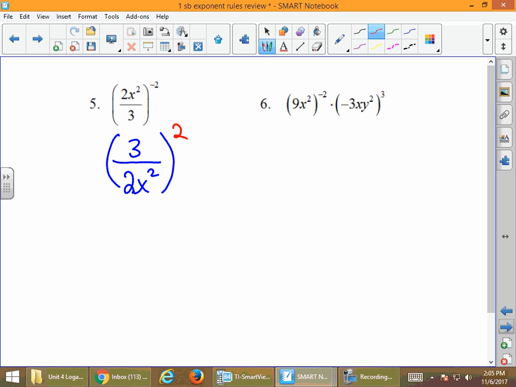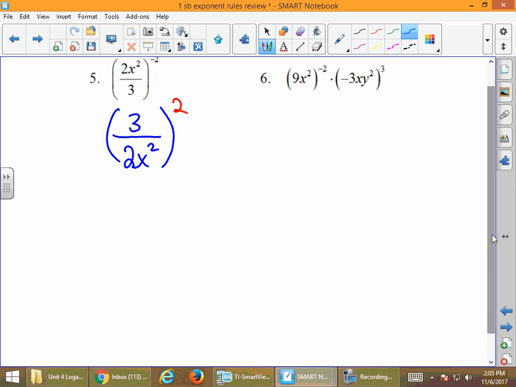Now that we've taken care of the negative exponents, what we need to do to finish this is what's inside the parentheses gets raised to what's outside the parentheses, and it looks fairly familiar in terms of problems. It's not the same exact one, but this is going to be 3 squared divided by 2 squared and x squared squared. I like to put parentheses around the numbers because if those numbers did happen to be negative and you typed them in your calculator, you would want parentheses.